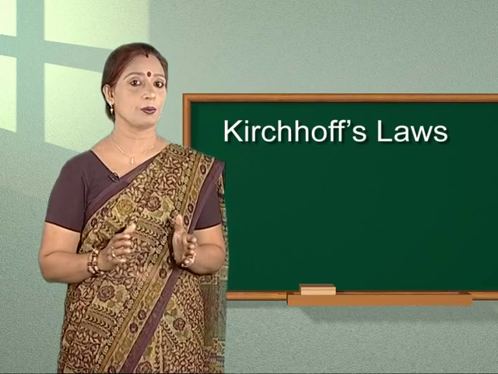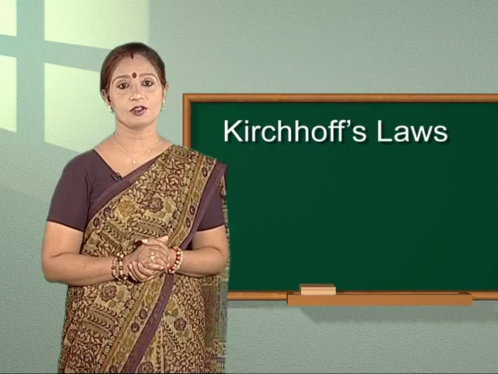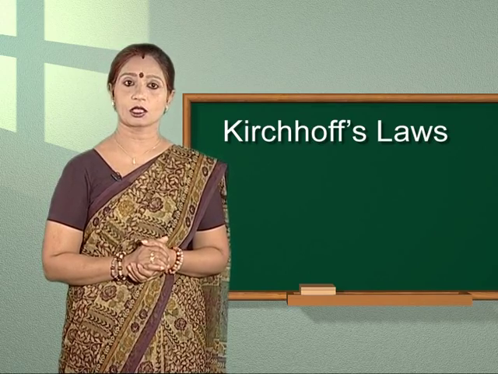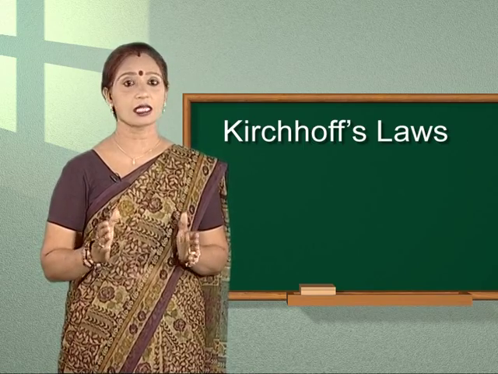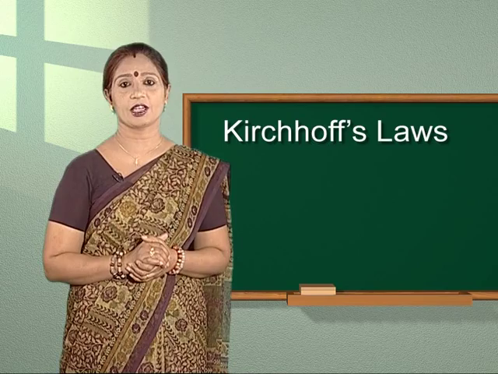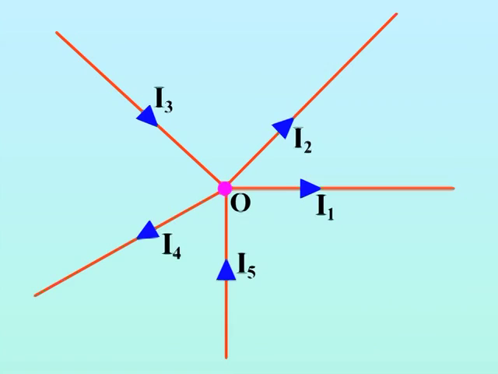Kirchhoff's first law supports the law of conservation of charge. This is because a point in a circuit cannot act as a source or sink of charge. Let me illustrate the meaning of this statement. Consider a junction O in the electrical circuit at which 5 conductors are meeting. Let I1, I2, I3, I4 and I5 be the currents in these conductors in directions as shown in the diagram.